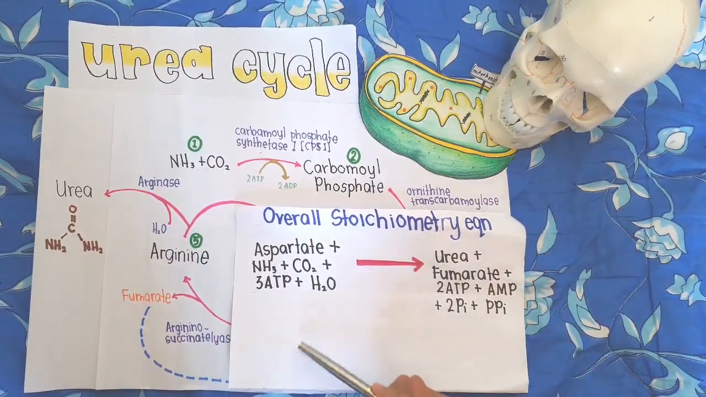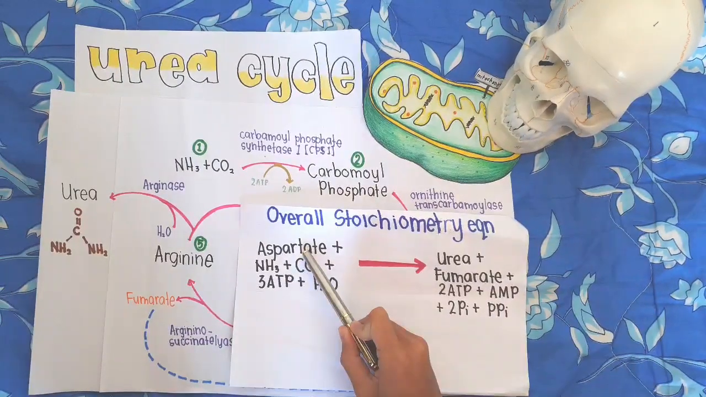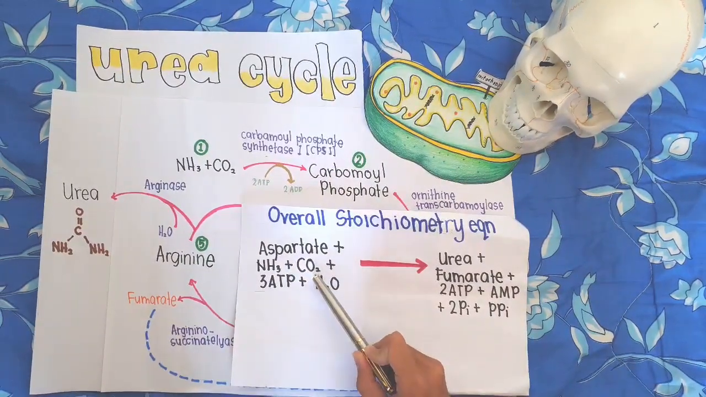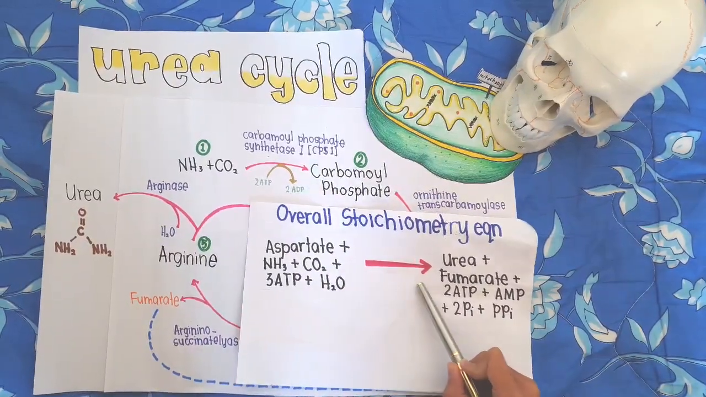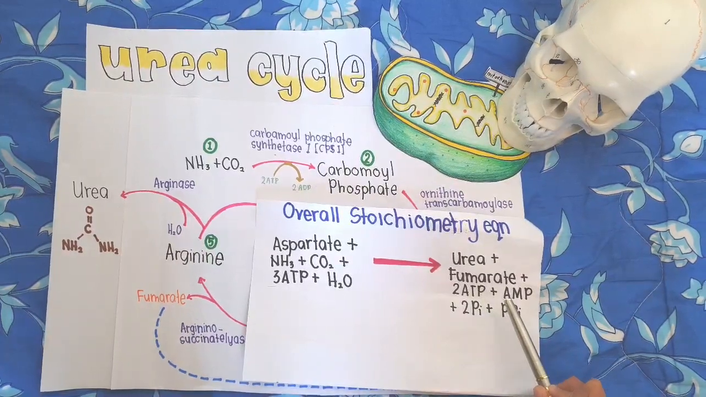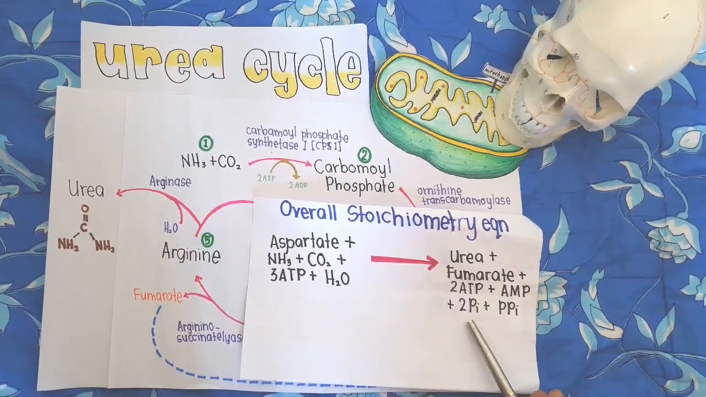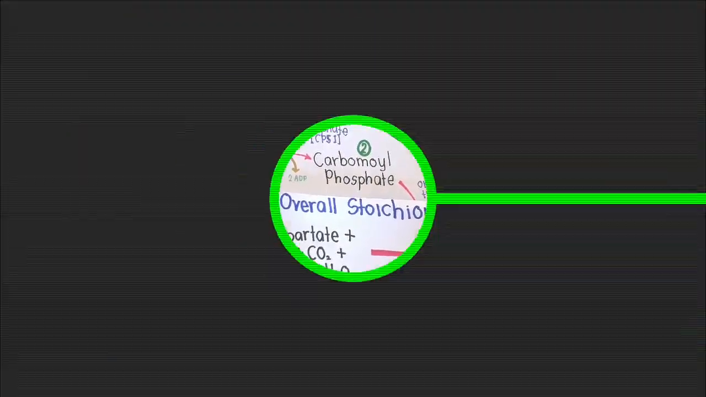Let's see the overall stoichiometry. The equation starts from aspartate, NH3, CO2, 3 ATP and H2O, and the products are urea, fumarate, 2 ADP, AMP, inorganic phosphate, and finally the pyrophosphate.